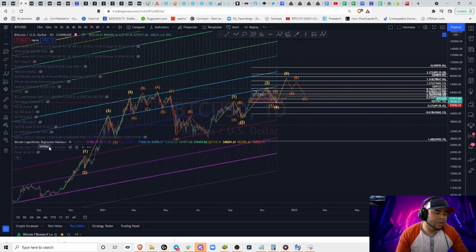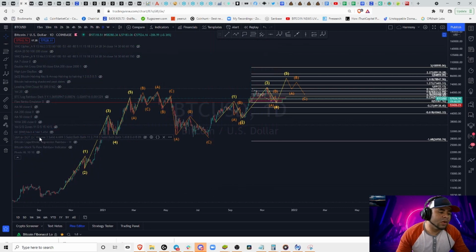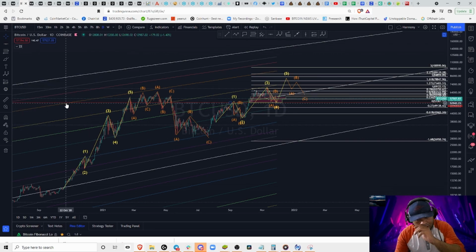Log regression rainbow. Oh, not that one. Sorry about that, guys. We're going to go with the normal rainbow, right? Not the stop the flow, not the Bitcoin halving. Right here, the log rainbow, guys. Here we go. All right.